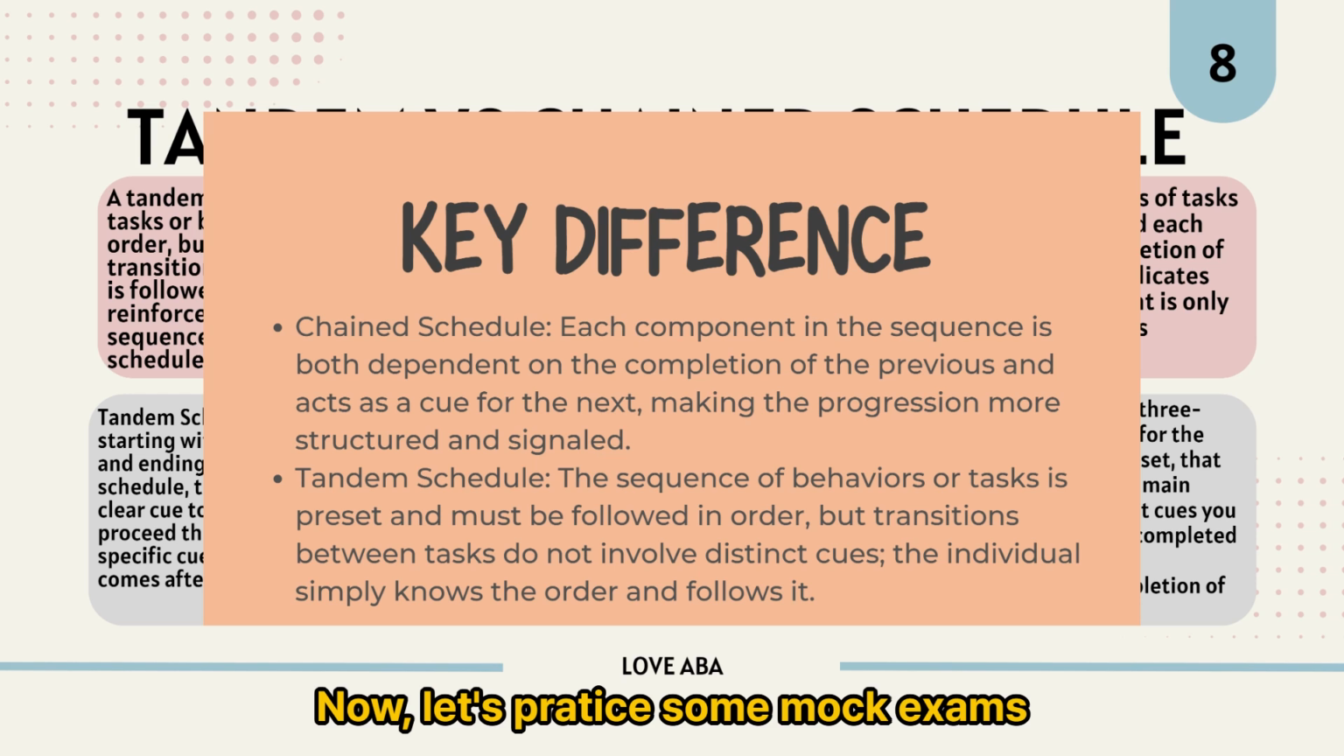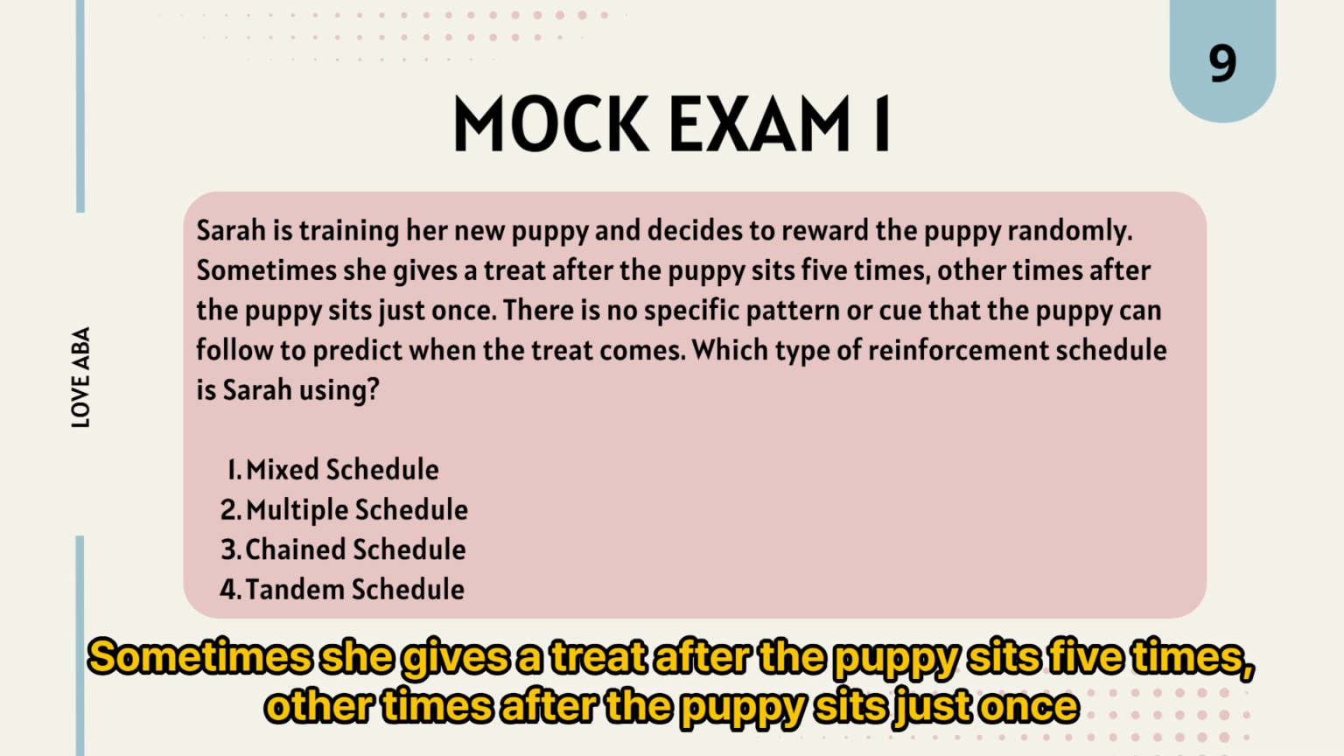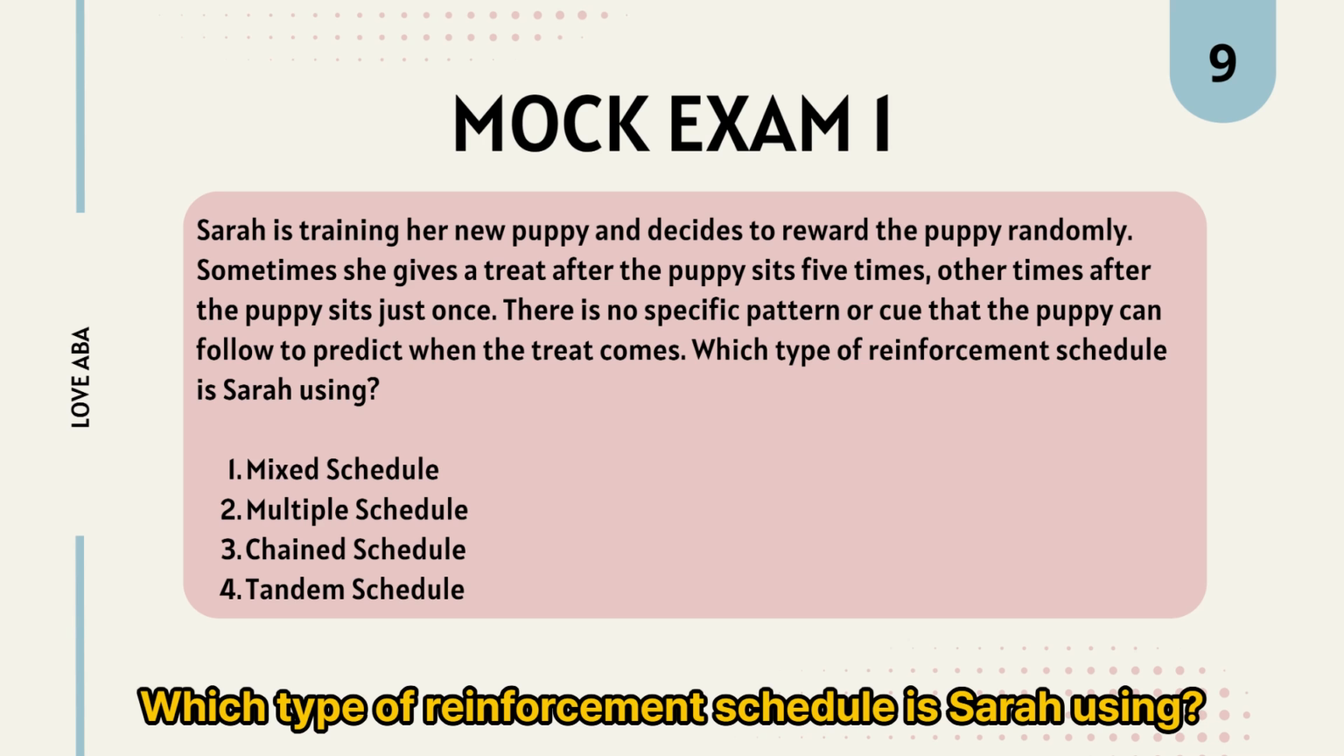Now, let's practice some mock exams. Mock exam 1. Sarah is training her new puppy and decides to reward the puppy randomly. Sometimes she gives a treat after the puppy sits 5 times. Other times, after the puppy sits just once. There is no specific pattern or cue that the puppy can follow to predict when the treat comes. Which type of reinforcement schedule is Sarah using?